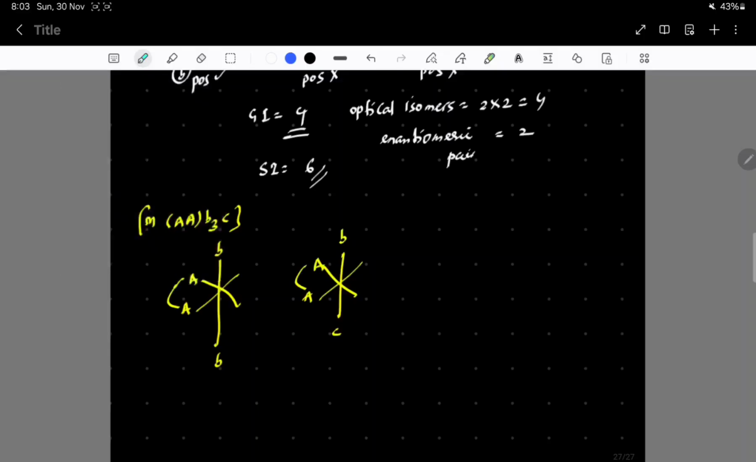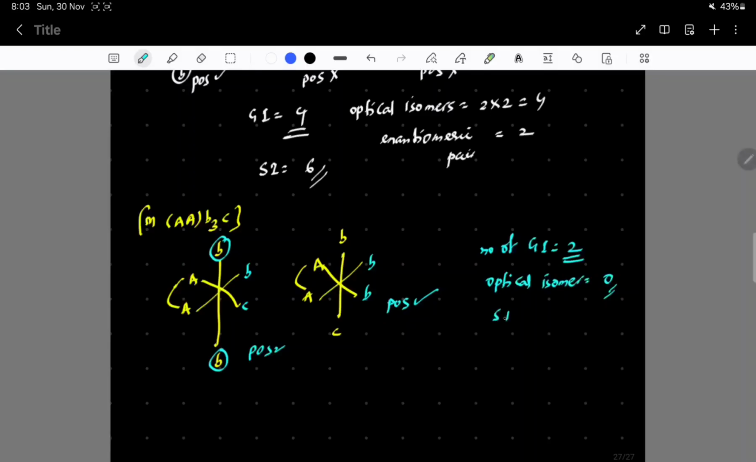Okay, now look at, student. If B to B, then I can arrange the remaining, BC. Here the plane of symmetry is present, and here also ligands are trans to each other. The plane of symmetry is present. So therefore, the number of geometrical isomers is equal to 2 only. Any optical isomers, student? 0. Optical isomers is equal to 0 because of the plane of symmetry present. So that's why the total number of stereoisomers is equal to 2 only.